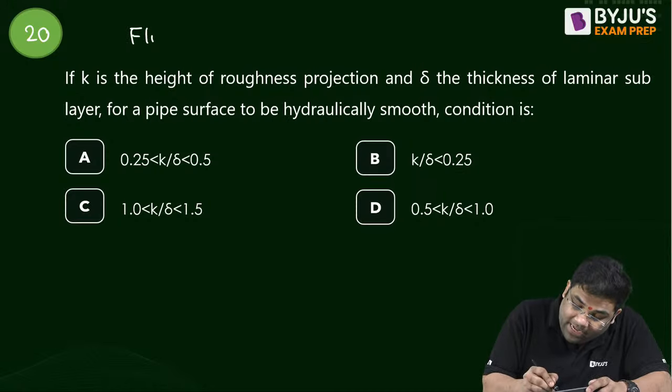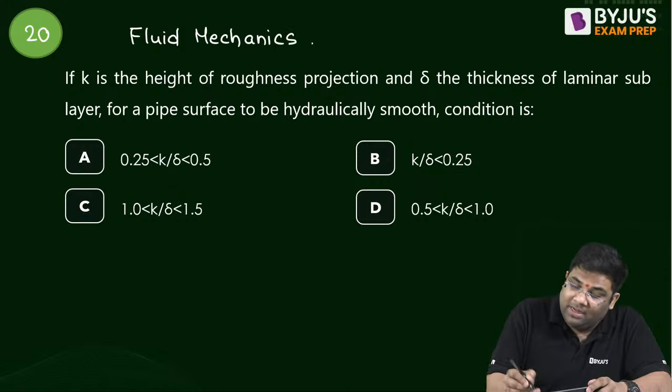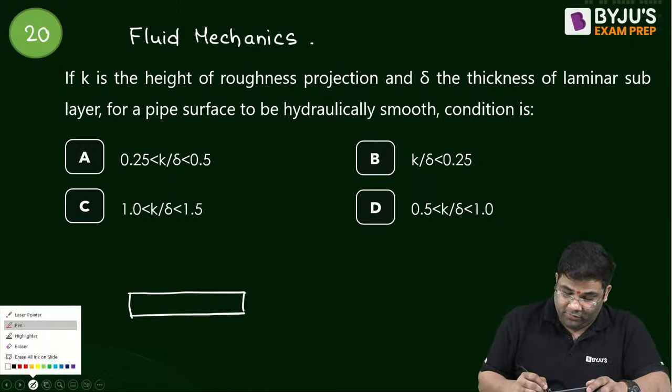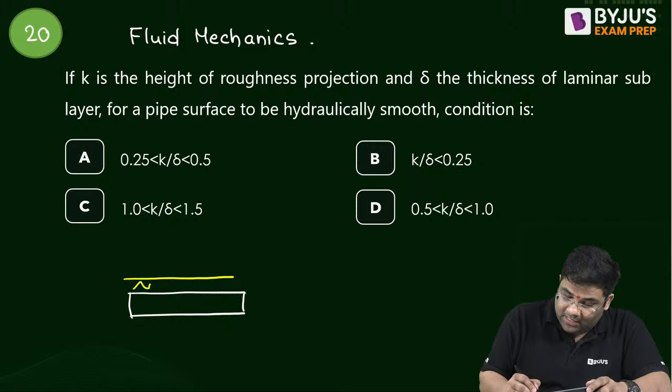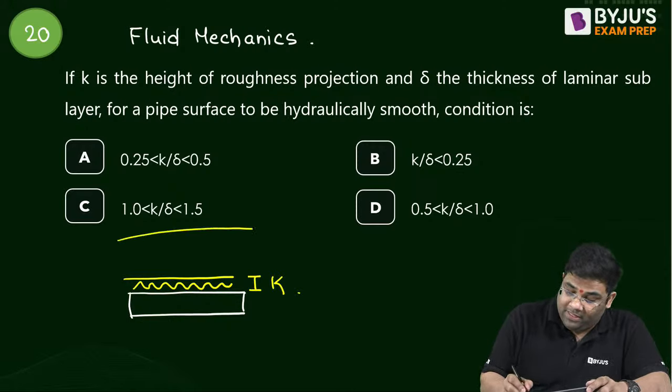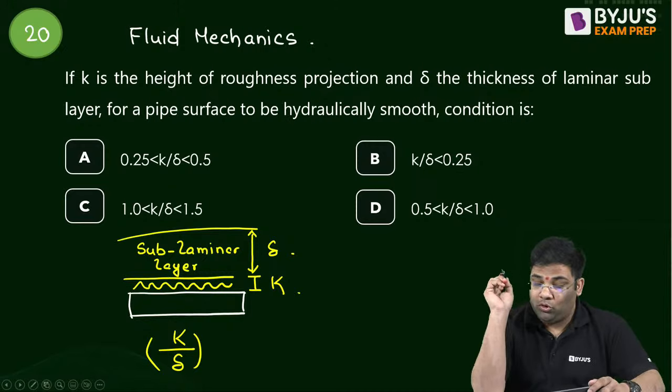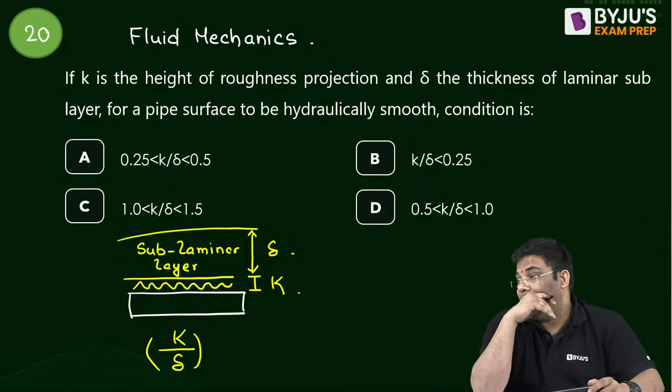Next question, question number 20. This is from your fluid mechanics and turbulent flow. If you know the answer, please tell. See, when there is turbulent flow, and you are looking at a particular fixed boundary, there will be a rough interface. This roughness thickness will be k, and then there will be a laminar sublayer, and this sublayer thickness is your delta. So k by delta will decide whether the boundary is smooth or rough. Okay, so answer this question.